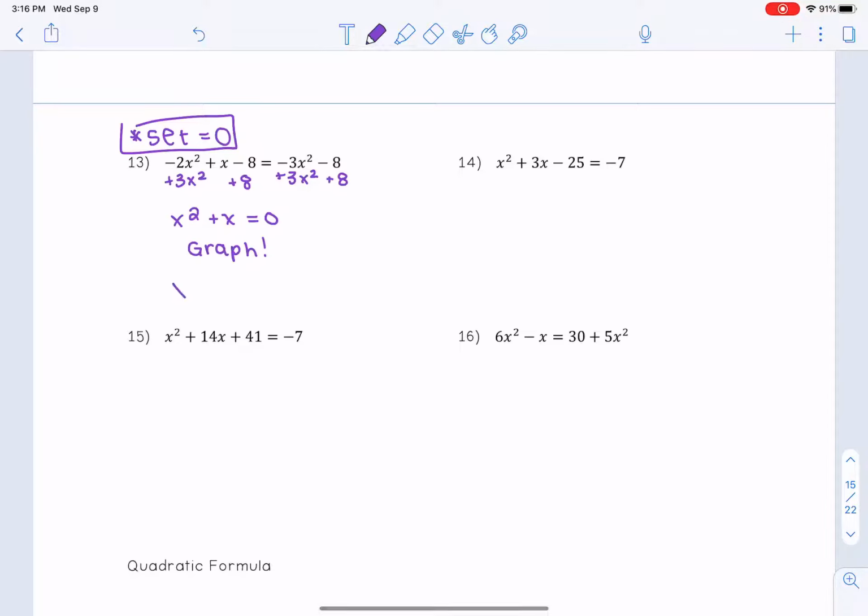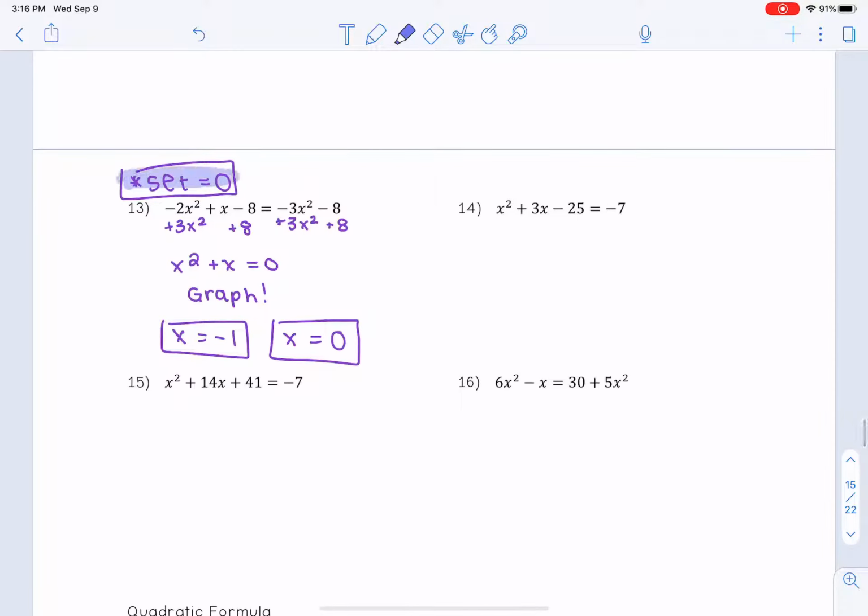And you'll get x equals -1 and x equals 0. So your goal again is to set equal to 0. And I'll probably post another video with a little calculator tutorial just to make sure that you've got how to do those.